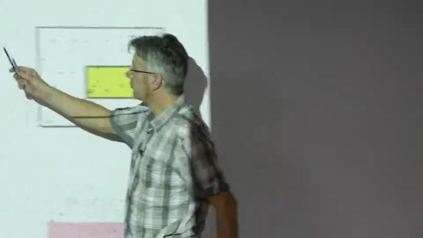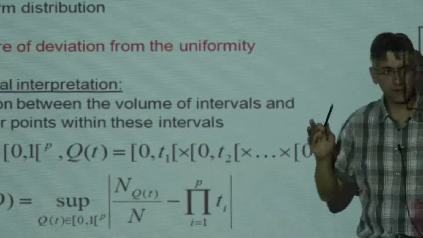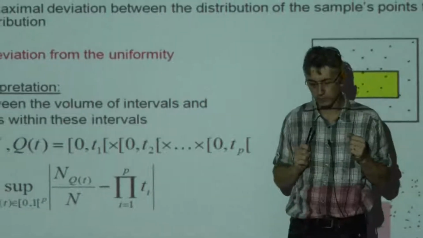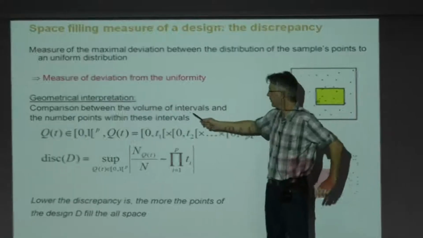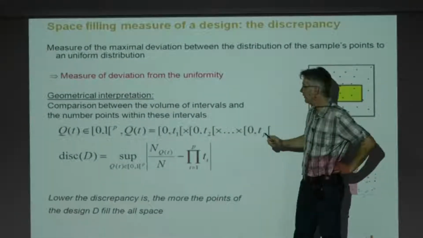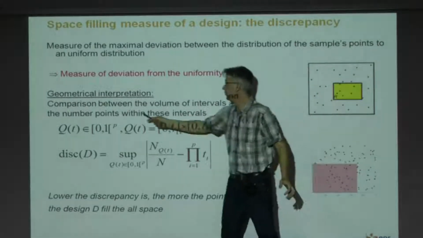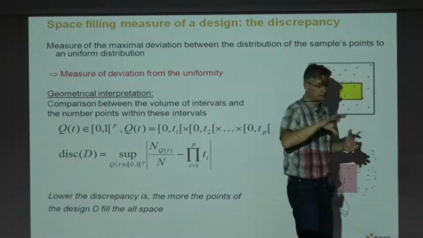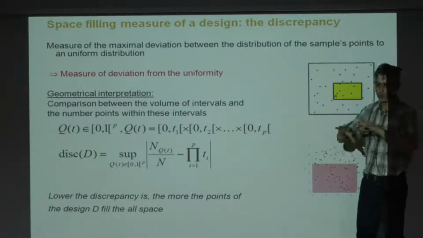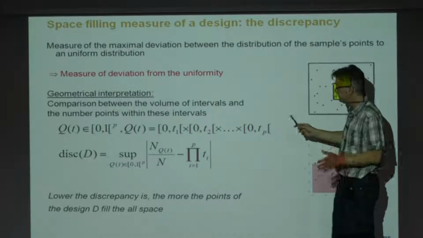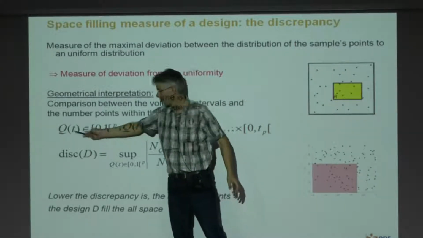So, to measure the deviation from the uniformity, we will compare, this is curious, but this is what we do. We compare the volume of all the sub-intervals of my domain and the number of points within these intervals. So to simplify, because it's a very complex problem, I consider sub-intervals.